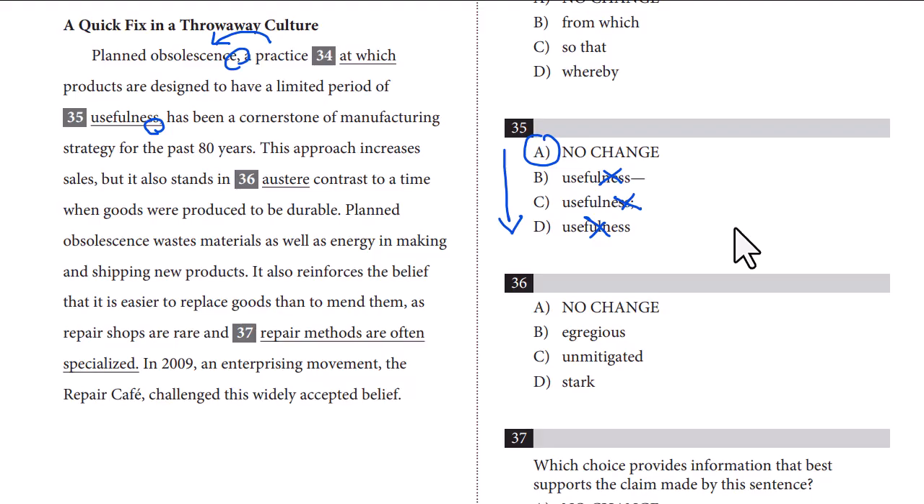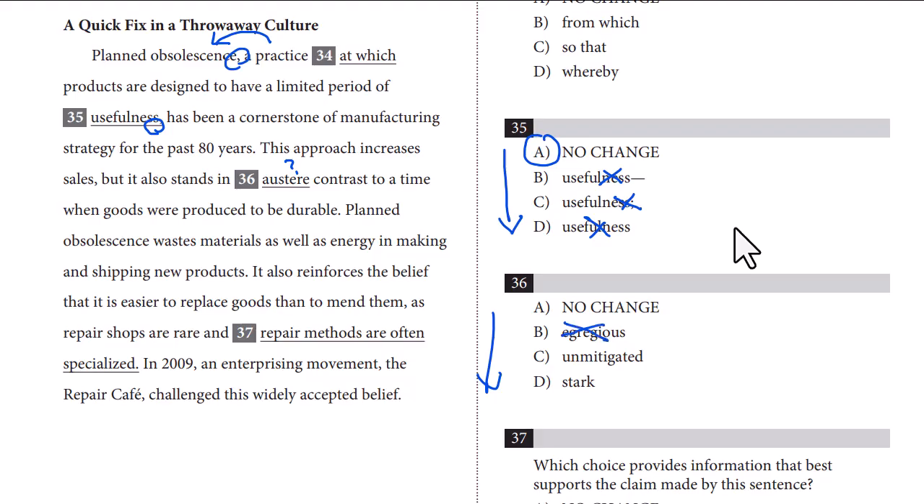36. Looks like a precise language question. What's the right word? This approach increases sales, but it also stands in austere contrast to a time when goods were produced to be durable. So austere. That's severe, in case we don't know what that means. I mean, severe is kind of right, but austere is not quite the right word to refer to a contrast.